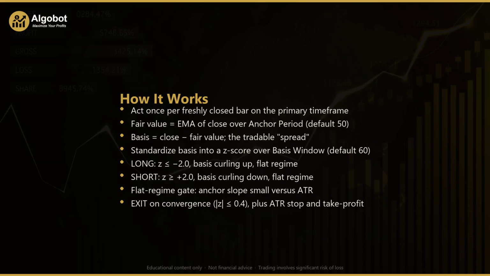A z-score of -2 means price is unusually cheap relative to its own recent behavior. A z-score of +2 means it's unusually rich. Now the entry logic. For a long, the strategy requires three things at once. The z-score must be at or below the negative EntryZ threshold, which defaults to -2, so price is statistically cheap. The basis must be curling back up, meaning this bar's basis is closer to zero than the previous bars, confirming the gap has started to close. And the regime must be flat.